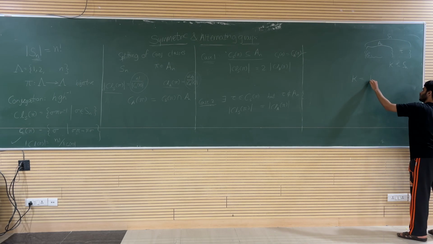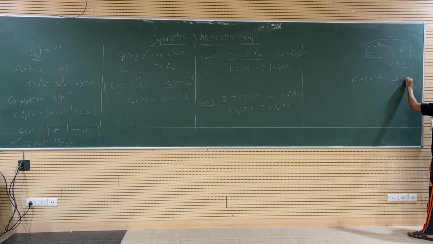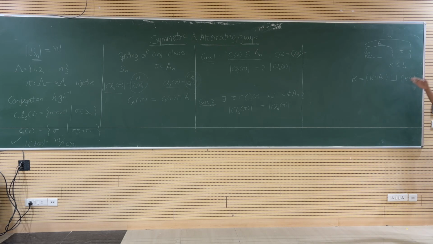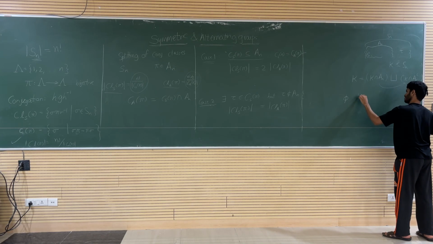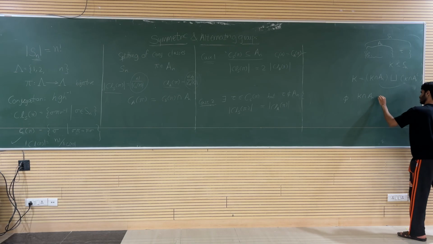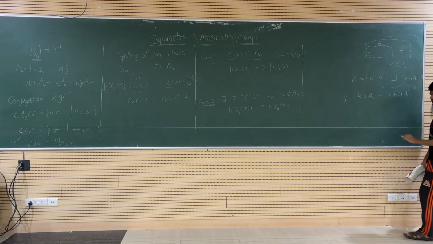K is equal to K intersected with An, disjoint union, K intersected with An complement. This is true, there is nothing more to this. This is just set theory. But now what I am proving is that these two have the exact same size. For that, I create a bijection. I create a map phi from this set to this set. I take an element pi.